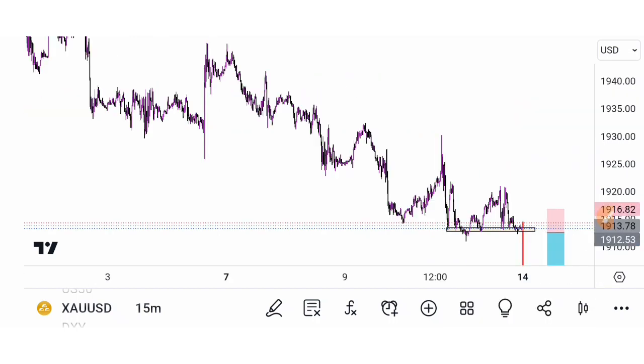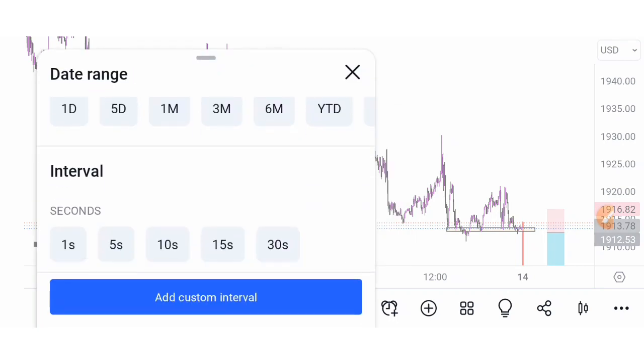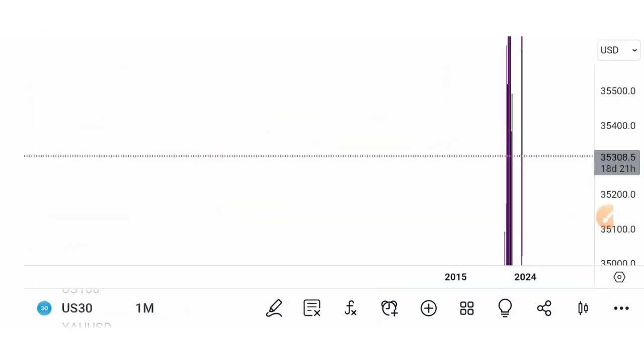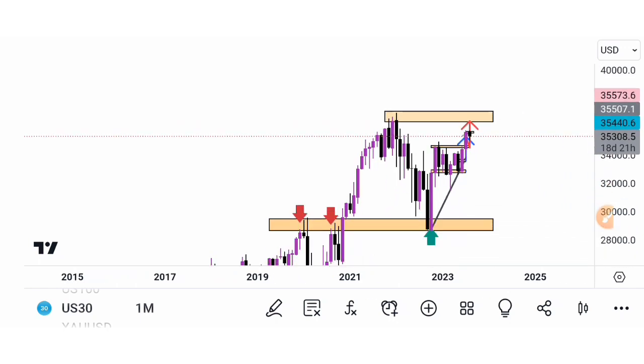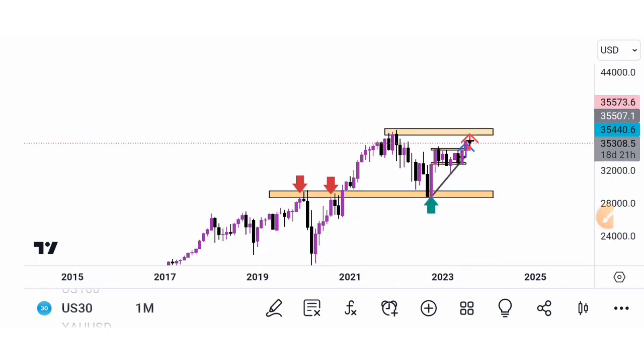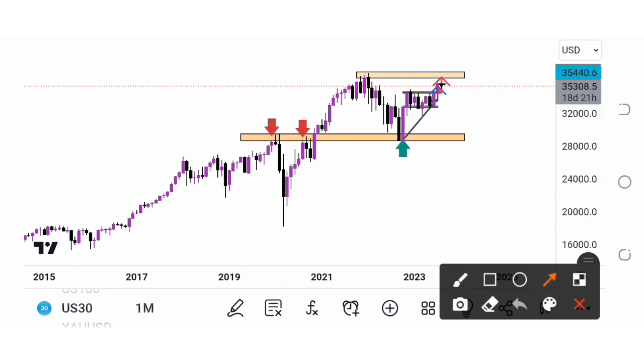Let's go to another pair, US30. This would be the third pair of the day, which leaves us with one pair to go. On US30, I'm bullish, and I'll explain quickly why. Number one is that we keep making higher highs and higher lows, right? These are highs, higher highs, higher highs, and we keep making higher lows. Obviously, you can see that.